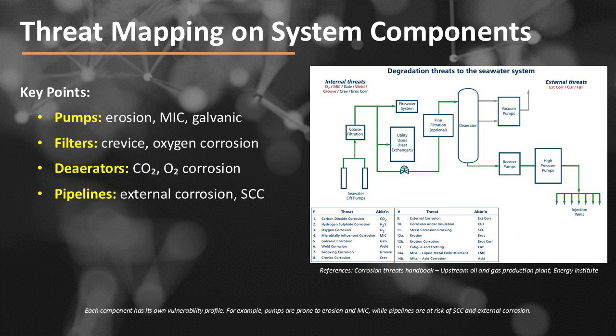Key points: pumps usually have credible threats such as erosion, microbially influenced corrosion or MIC, and galvanic corrosion. Filters usually have credible threats such as crevice corrosion and oxygen corrosion. Deaerators usually have credible threats such as carbon dioxide corrosion or CO2 and oxygen corrosion or O2, and pipelines usually have credible threats such as external corrosion and stress corrosion cracking or SCC.